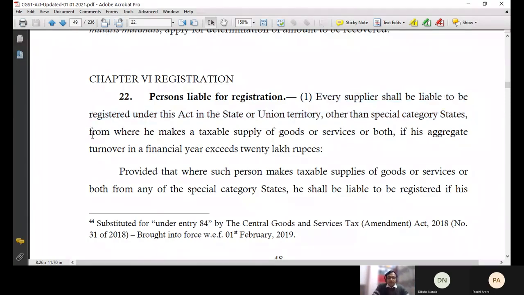From where? In that state or in that UT from where this supplier is making a taxable supply of goods or services or both. So if I am a supplier of goods in Haryana, I have to apply for registration in Haryana. If I am a supplier of goods in Tamil Nadu, I have to apply for GST registration number in Tamil Nadu. If I am a supplier of goods in Mizoram, I have to apply in Mizoram. So it depends in which state or UT you are supplying the goods, from where you are supplying the goods.